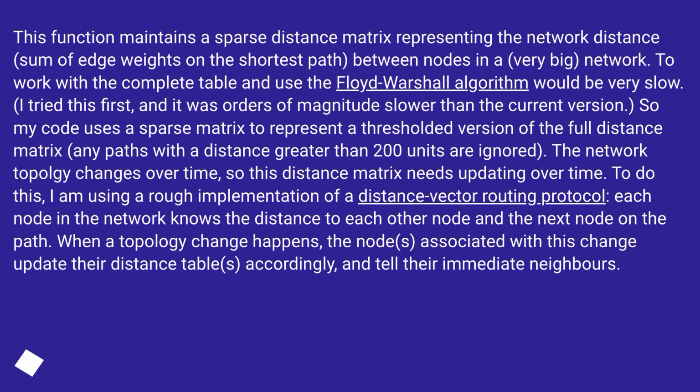The network topology changes over time, so this distance matrix needs updating over time. To do this, I am using a rough implementation of a distance vector routing protocol. Each node in the network knows the distance to each other node and the next node on the path. When a topology change happens, the nodes associated with this change update their distance tables accordingly, and tell their immediate neighbors.